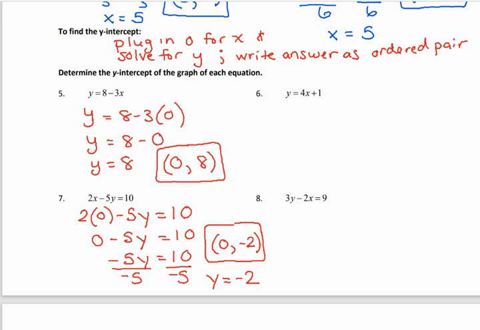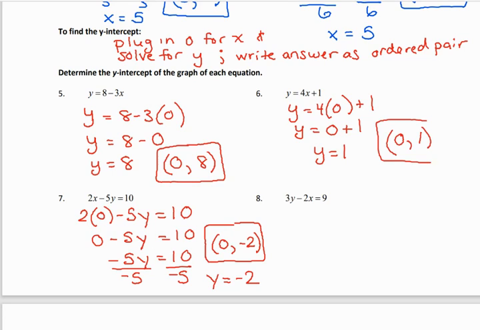All right, we're looking pretty good. So I heard from a lot of you, which again, great job. Let's take a look at number 6. Plugging in 0 for x. So this one's very quick, right? 4 times 0 is 0, and 0 plus 1 gives me 1. So that ordered pair is 0, 1. Since y is alone, we didn't have to move anything from side to side.